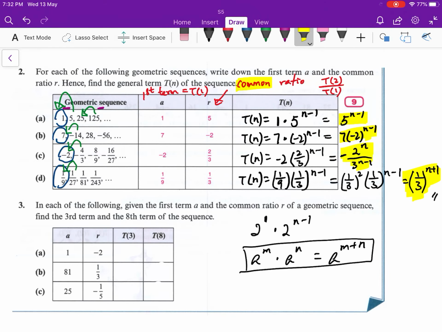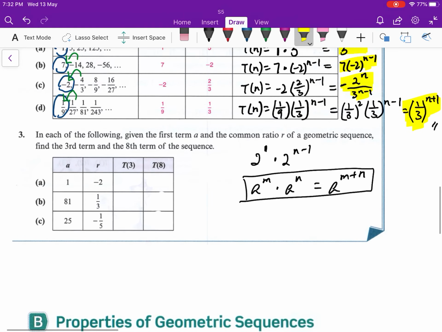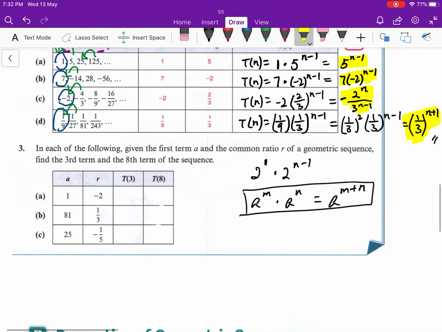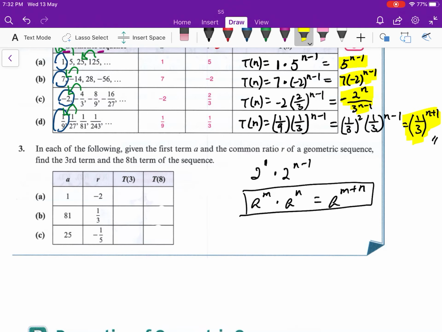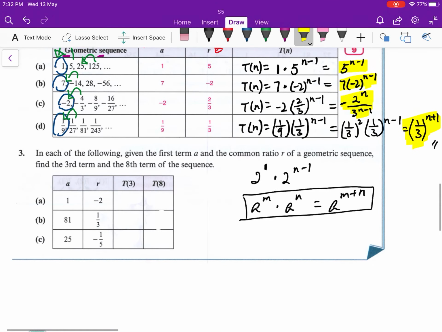Now come to question 3. Question 3 tells you, in each of the following, given the first term and given the r, they want you to find the third and eighth terms. So how can we do it? Also easy. Find the general term first. For example, the A part, the general term Tn will be equal to a times r to the power n minus 1. Then I want to find T3.